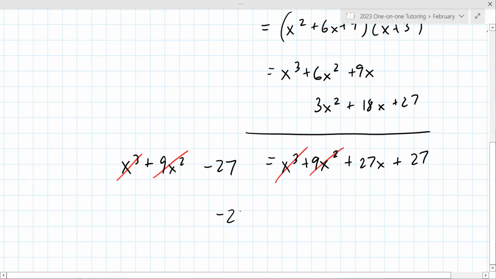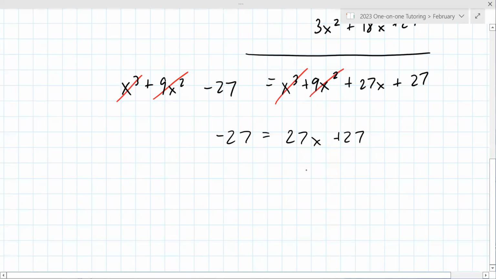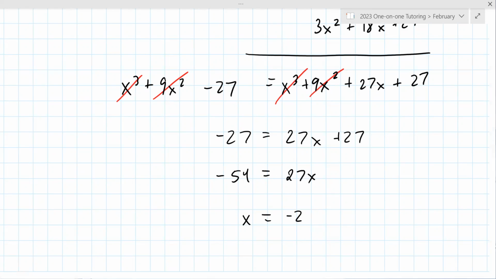Minus 27 equals 27x plus 27. The 27s do not cancel because they're opposite in sign. And so you subtract 27 from both sides, minus 54 equals 27x, x equals minus 2. Now there's a bit more to do here, but is everything clear up to this step?